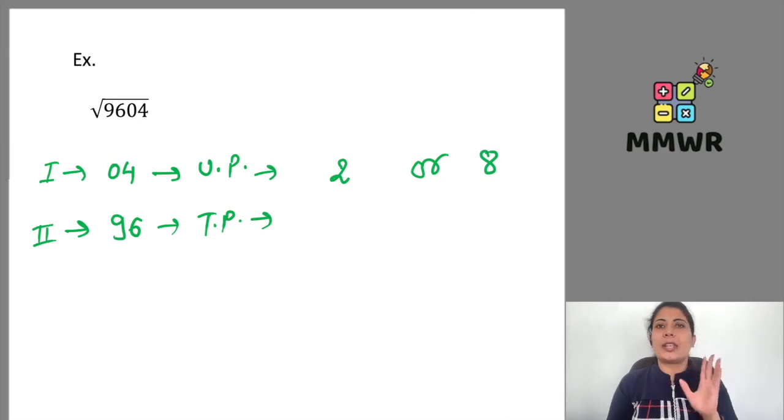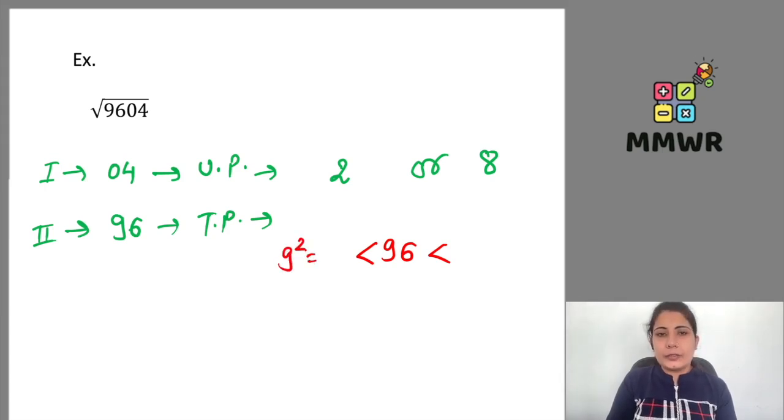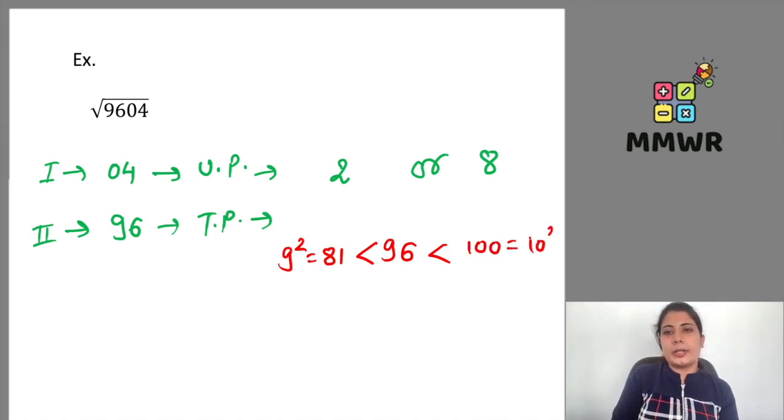That means whatever will be the square root of this 9604, it is going to have either 2 at the unit place or 8. Now what will come at the tens place? For that, 96, is it a perfect square? No, it is not a perfect square, but it lies between the square of 9, which is 81, and the square of 10, which is 100. So 96 जो है वो 81 से बड़ा है. 81 is the perfect square of 9 and 100 is also the perfect square of 10.